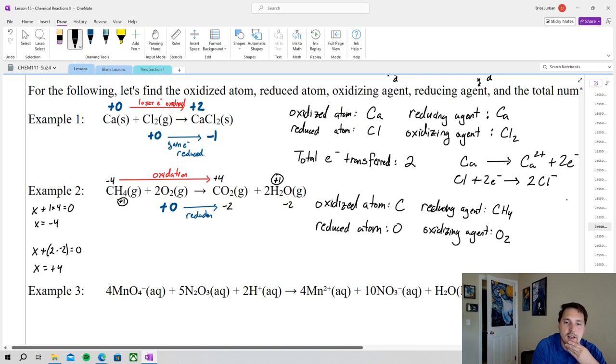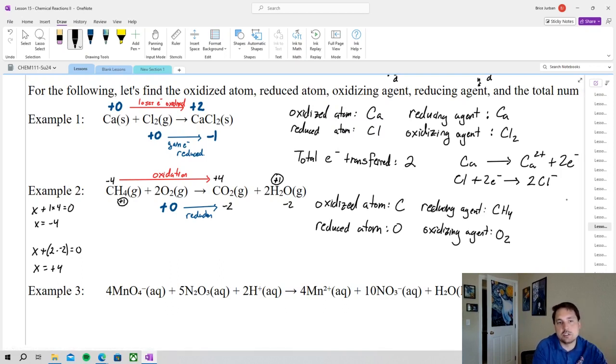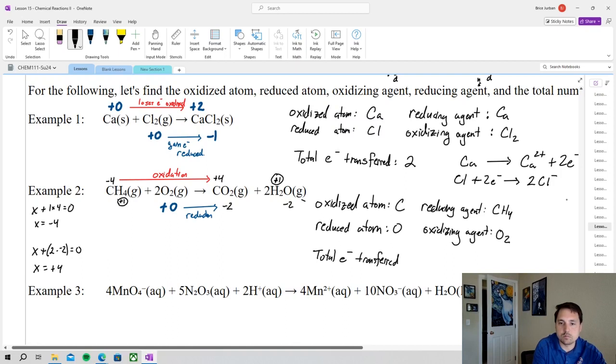And then how many electrons are transferred here? What I like to do for this one is just look at the simplest case. The methane goes from CH4 to CO2. There's only one carbon each. We get a total of 8 electrons that must be transferred in this reaction.